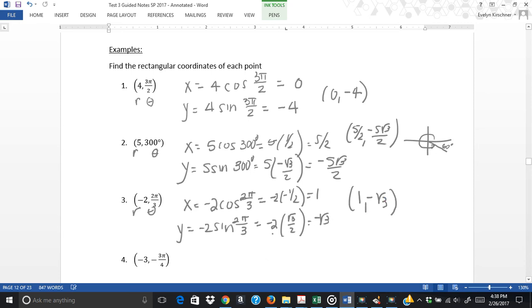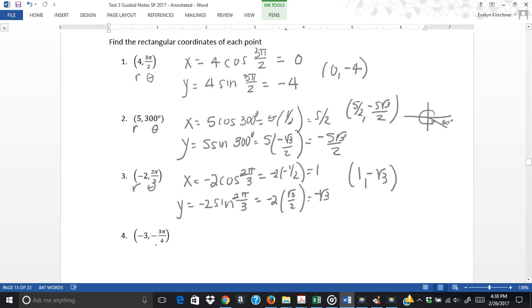And finally, I have an r of negative 3 and a theta of negative 3 pi over 4. So my x is negative 3 cosine of negative 3 pi over 4. Well, negative 3 pi over 4 is here because it goes this way, right? Pi over 4, 2 pi over 4, 3 pi over 4. Cosine is negative, so it's negative 3 times negative radical 2 over 2.